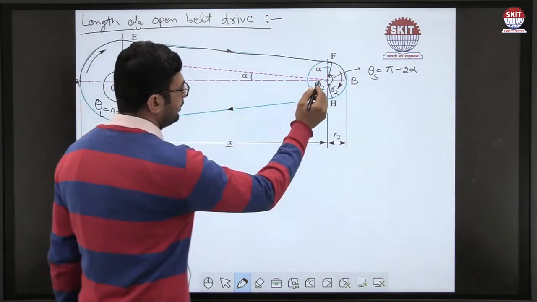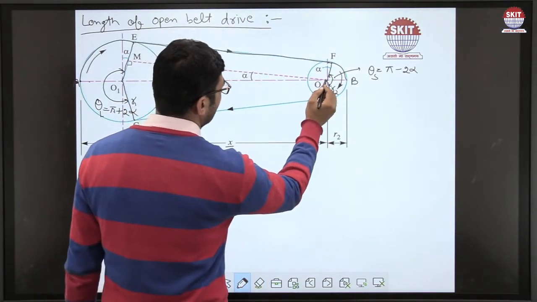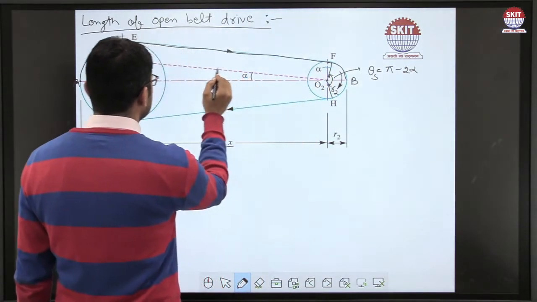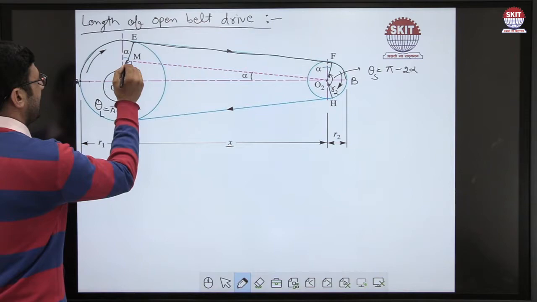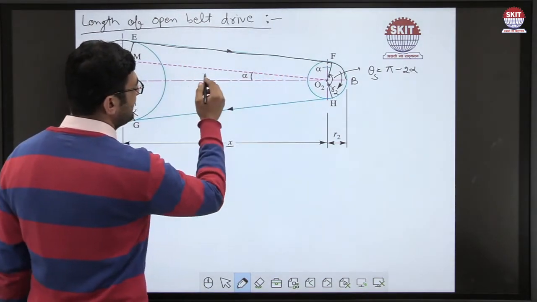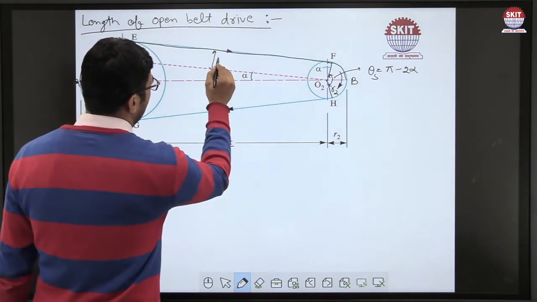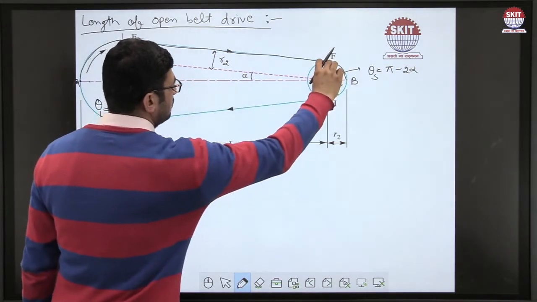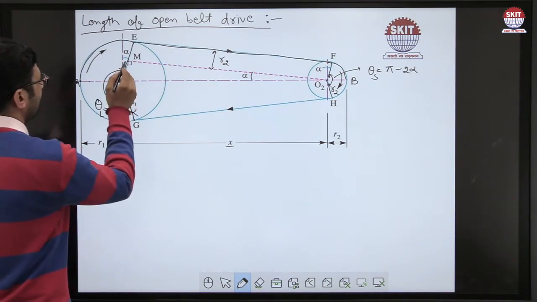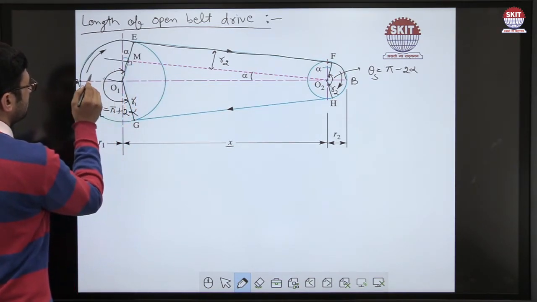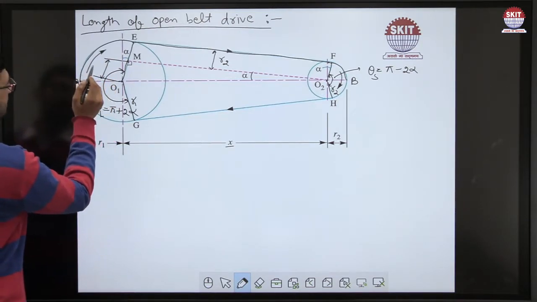And if we draw a line parallel to EF from center O2, then this line meets O1E at point M. These are parallel lines. So the distance between these two parallel lines is R2, equal to the radius of the smaller pulley, and the O1M length is equal to R1 minus R2.